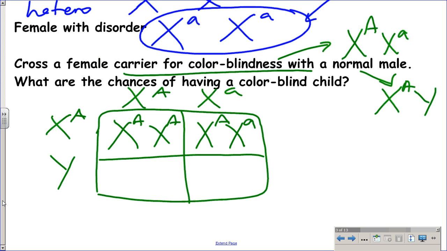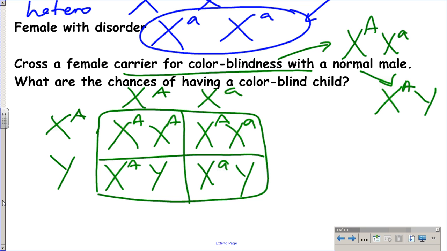Right? So far, have we made daughters or sons? Daughters. We made daughters because they have X's and X's. Good. All right, now is when the sons are going to be made. X big A, Y. And then X little a, Y.